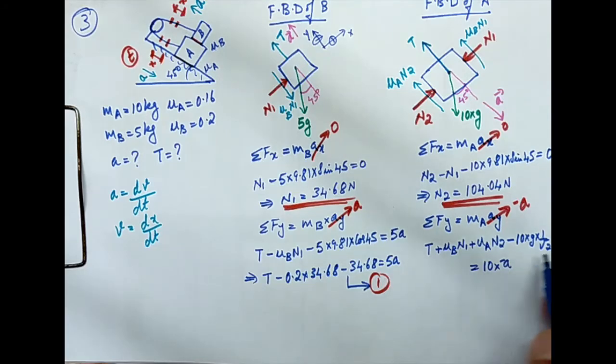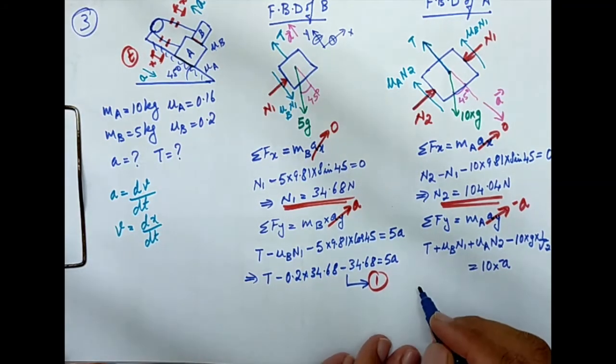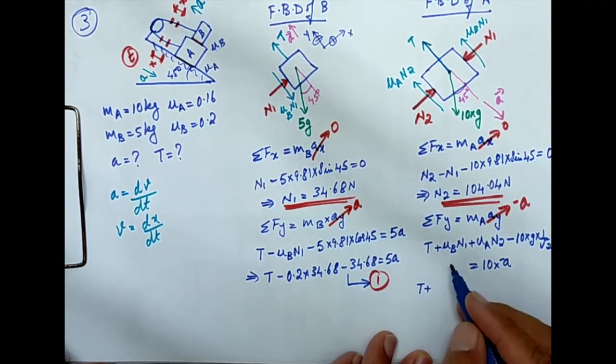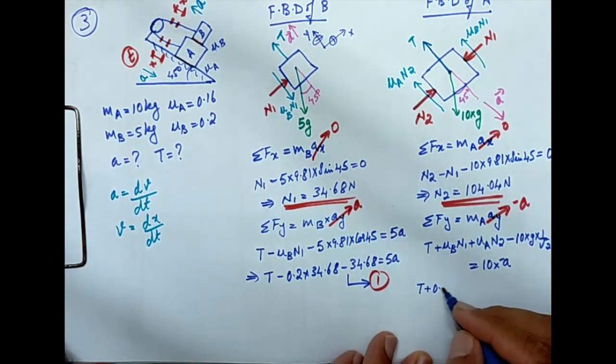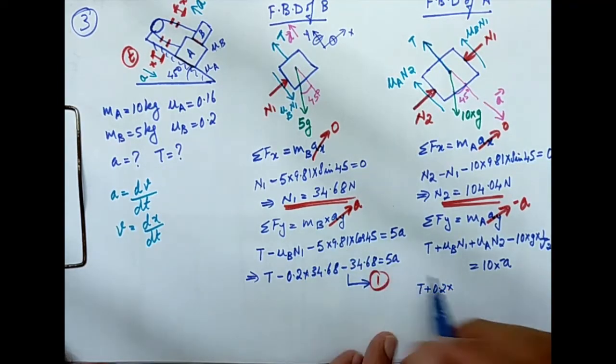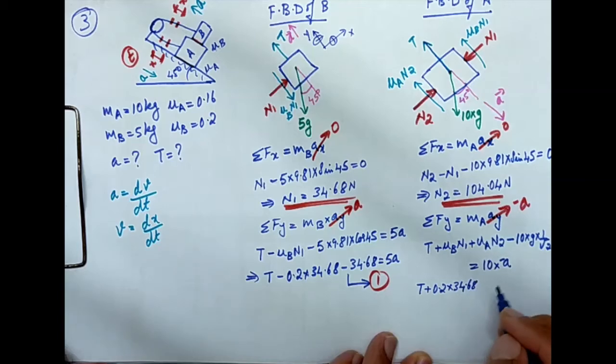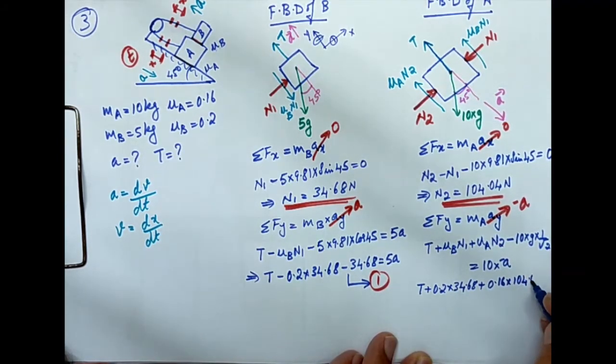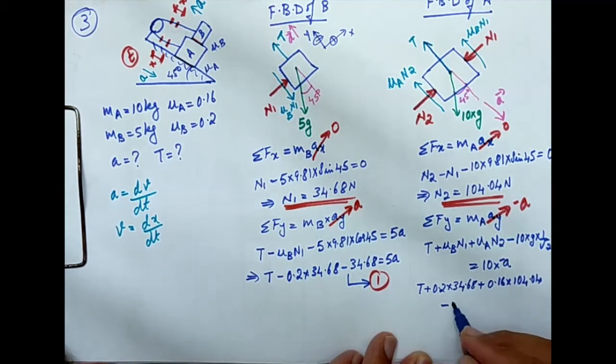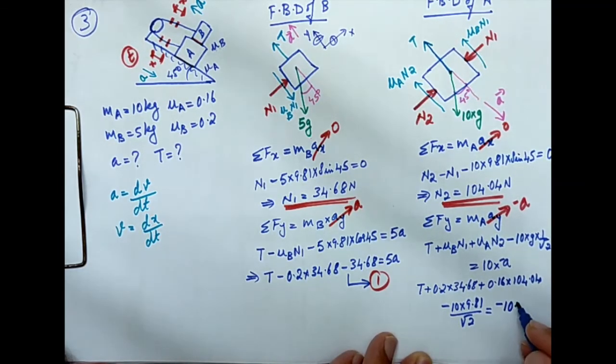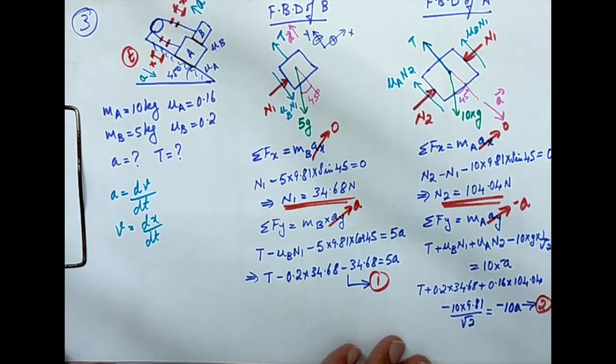Okay. So we have different values, so we can substitute those. It's basically T plus mu B, which is given as 0.2, times N1. N1 we got as 34.68, plus mu A, which is 0.16, times N2. N2 is 104.04. Then minus 10 into 9.81 by root 2 is equal to minus 10A. And that's my equation number 2.